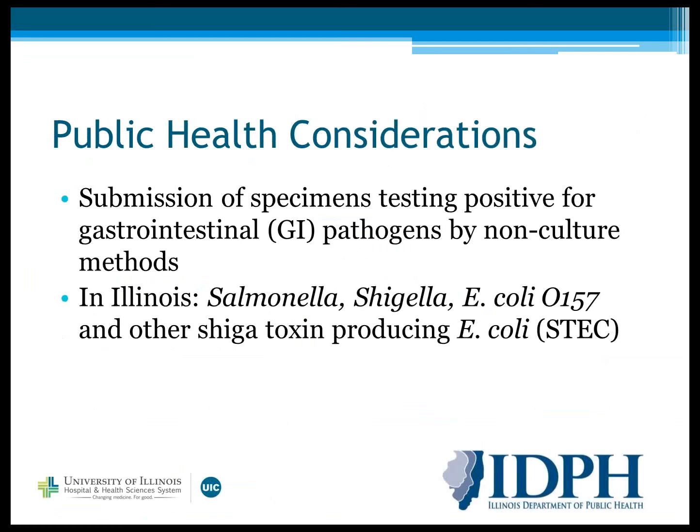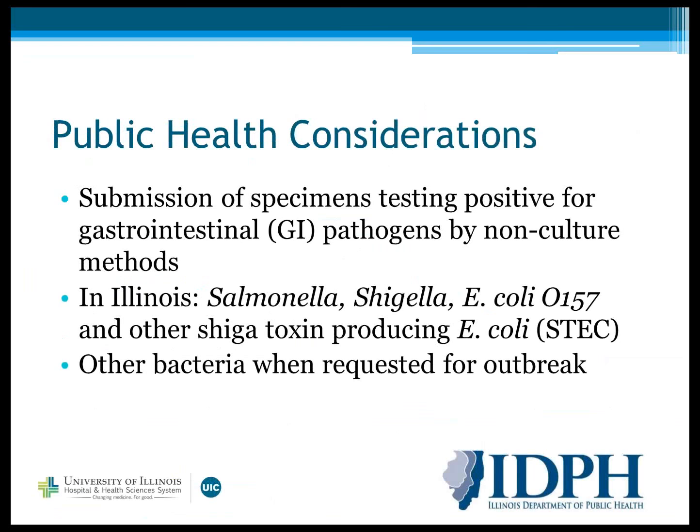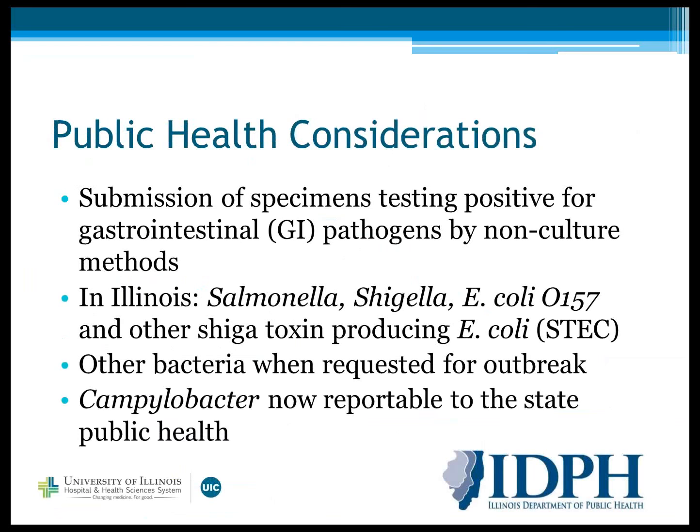So they're looking for reporting for Salmonella, Shigella, and E. coli O157 and other Shiga toxin-carrying E. coli. And then occasionally bacteria from outbreaks, specifically Campylobacter. So new to us in Illinois this year is Campylobacter is now reportable to state public health, but they will be asking for the isolates in the incident of an outbreak.